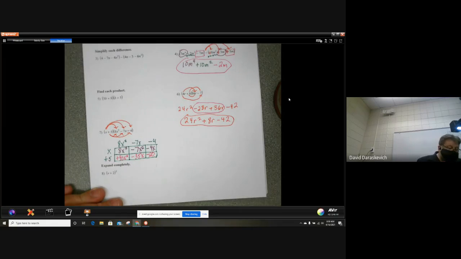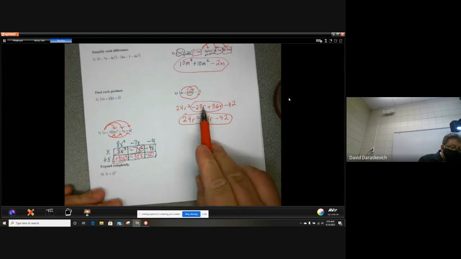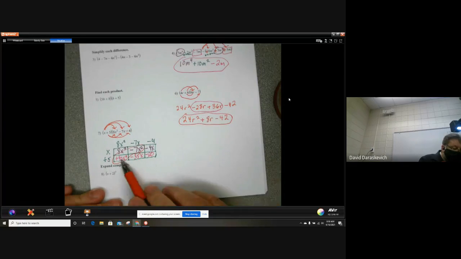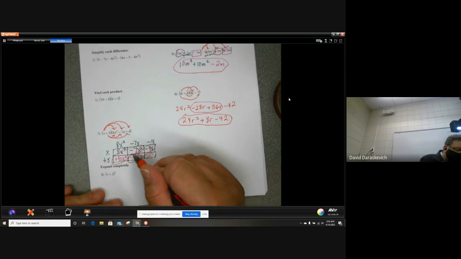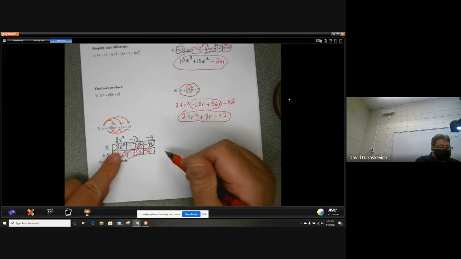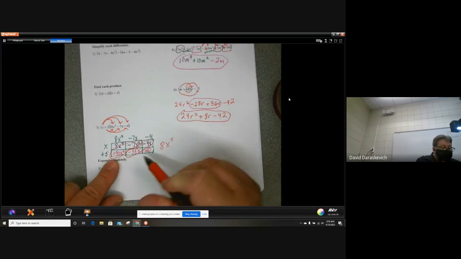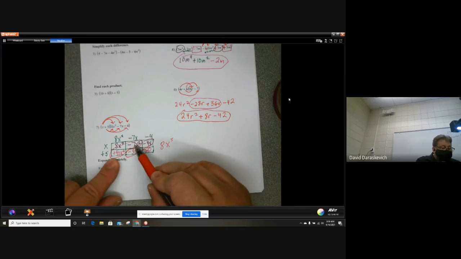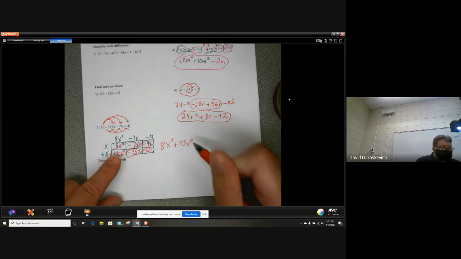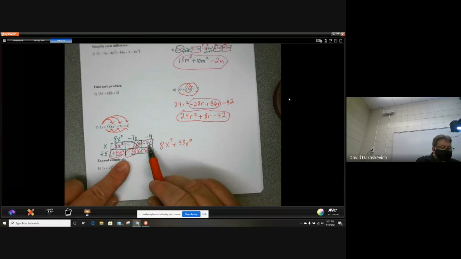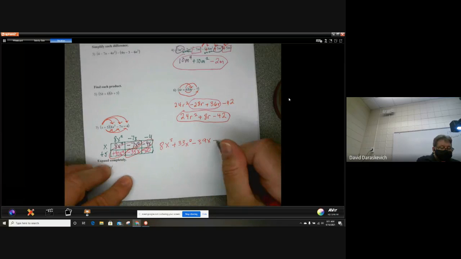Okay, this gives me 2 diagonals instead of just the one set like with FOIL. Here we have 2 sets, and we have the x squared and the x to the first to combine. But here's my answer: 8x cubed, plus 40x squared minus 7x squared is a plus 33x squared, negative 35x and negative 4x is a negative 39x, and then my minus 20.